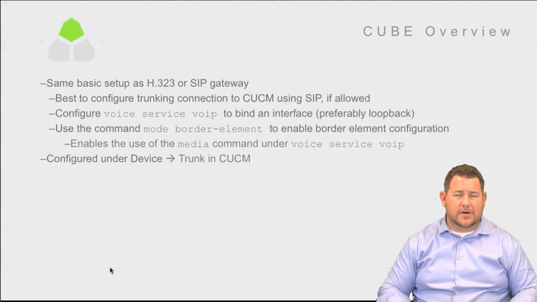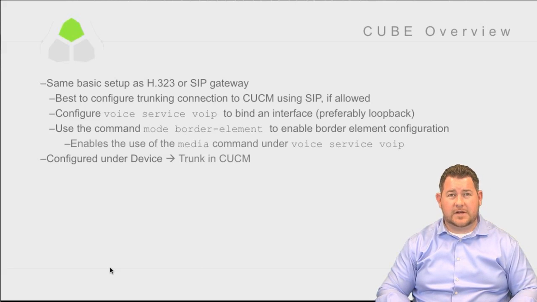So it's better to use SIP at this point. It's a lot easier to troubleshoot. So configuring voice service VoIP to bind to an interface, preferably the loopback one. We already talked about that one a little bit with the SIP gateways, right? So with the gateway, we have the opportunity to do that globally, or we can do that on the dial peer level.